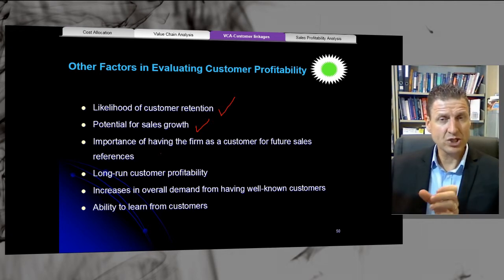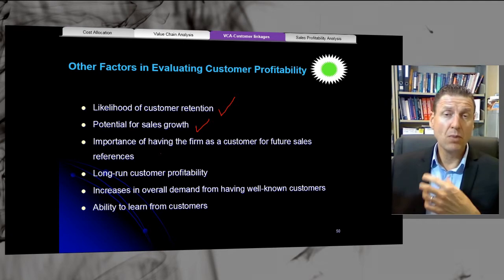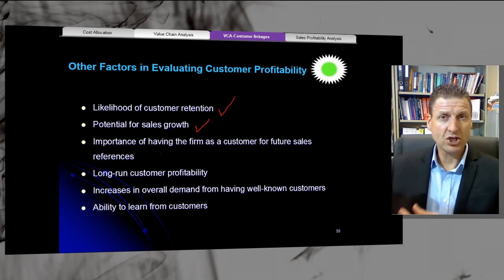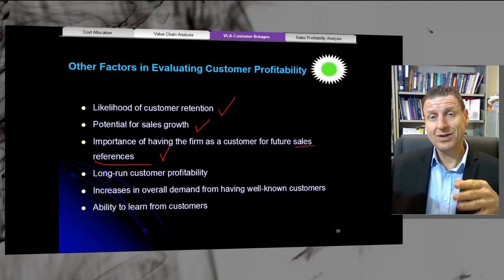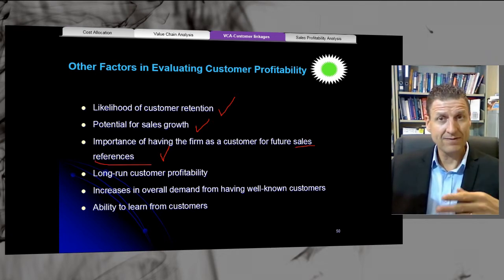How can you distinguish the good unprofitable customers from the bad unprofitable customers? That may take some more data mining and understanding the different characteristics that shape a long-term profitable, sustainable customer of yours. What about the importance of having the firm as a customer for future sales references? You don't want to lose a customer and have that customer complain about you and cause other customers to leave you as a result.